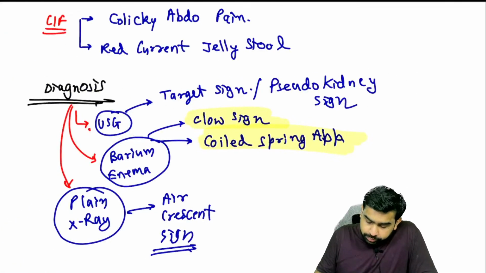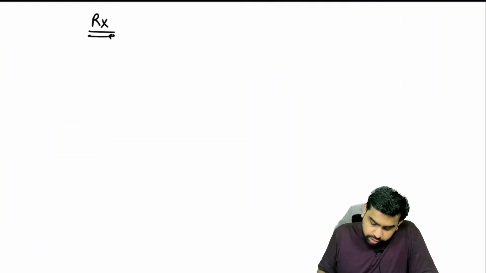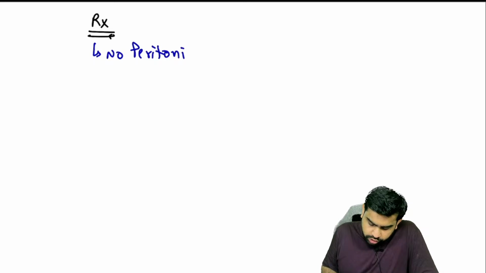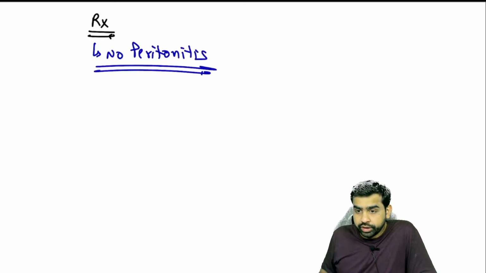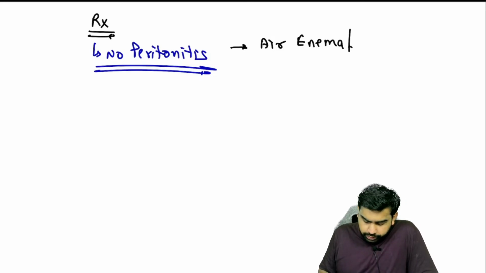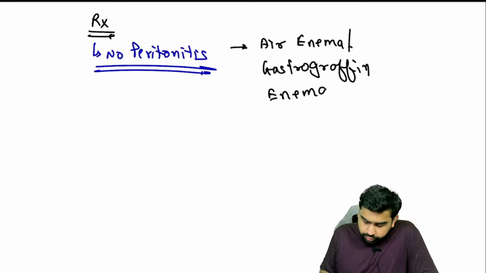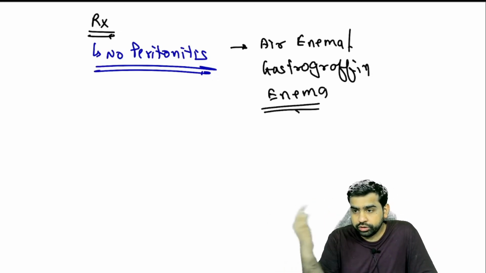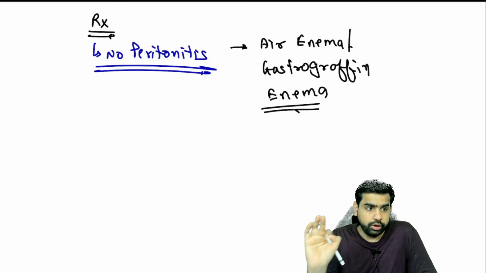Okay, now what about the management? How do you manage these particular patients with intussusception? If there is no peritonitis, no features of peritonitis, what are the features of peritonitis? Rigidity, guarding. If there are no features of peritonitis, then you have to perform an air enema, or a gastrographin enema. So you have to reduce the bowel with the help of the air enema or the gastrographin enema or something like that. I hope you're able to understand this point.